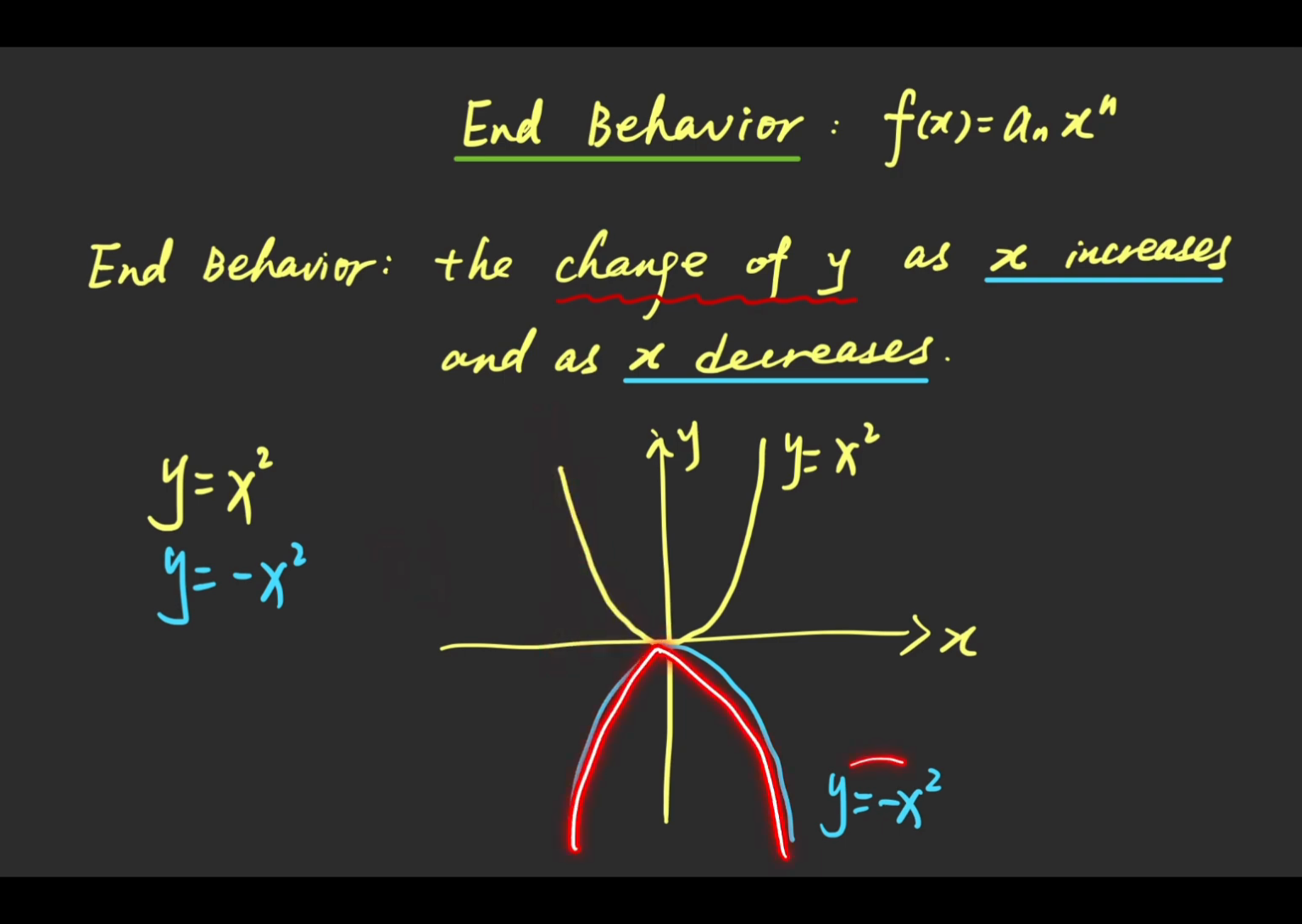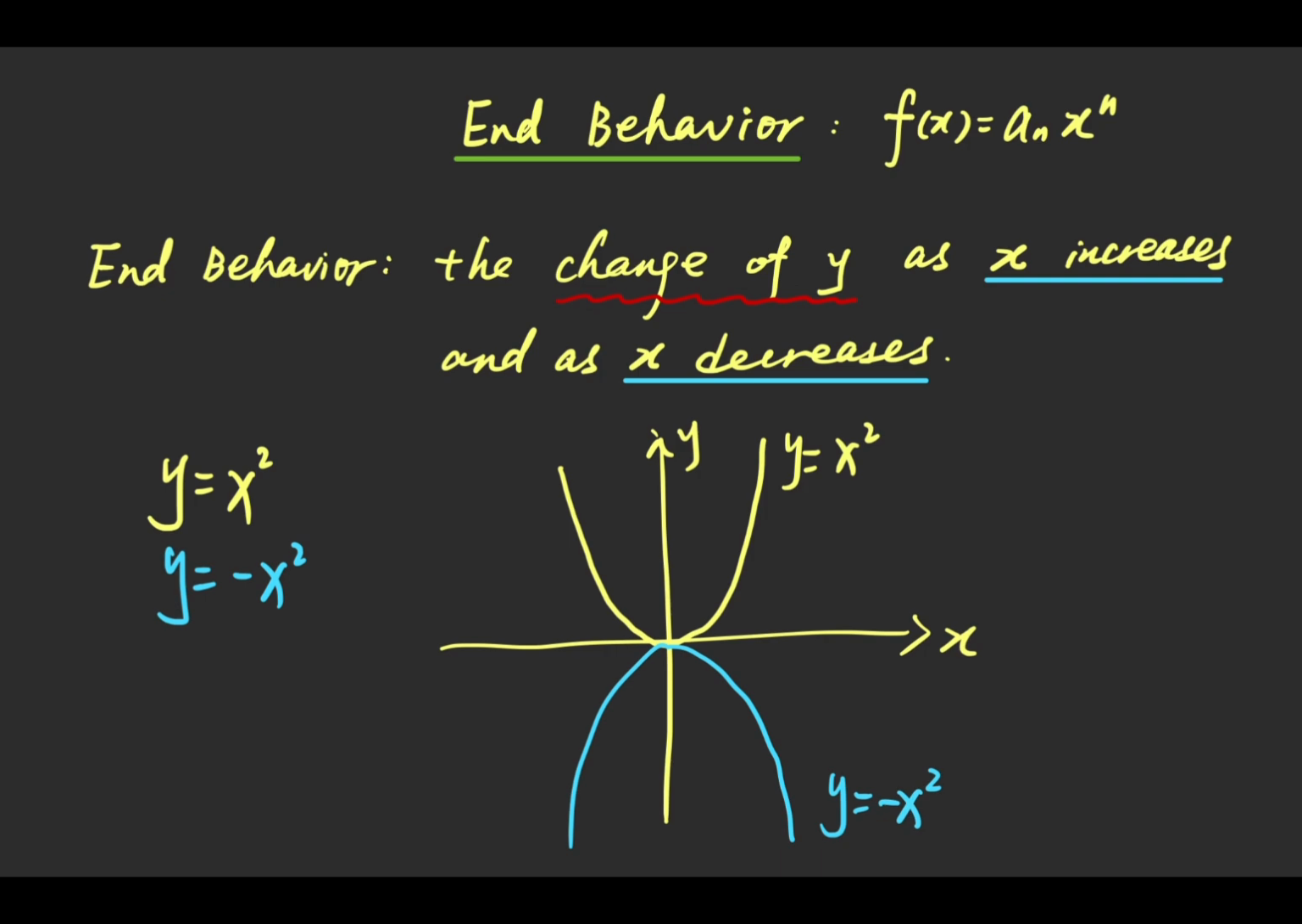For this function, x approaches positive infinity, y approaches negative infinity. x increases, y decreases. For this branch, x approaches negative infinity, or we say x decreases, y also decreases, or we say y approaches negative infinity.